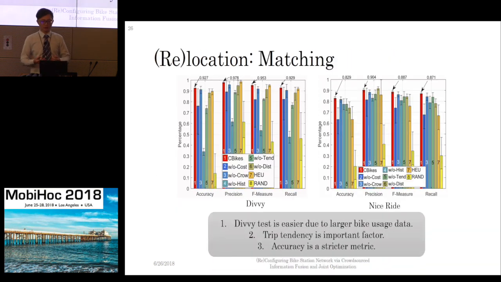Here are some experimental evaluations. We evaluate the graph matching in terms of accuracy, F-measure, precision, and recall. We can see that overall the DC test is slightly easier than the other cities because we have more bike sharing data. And the trip tendency here is also an important factor. When we compare the accuracy, considering these trip tendencies of the different users achieves better performance than those without that consideration.